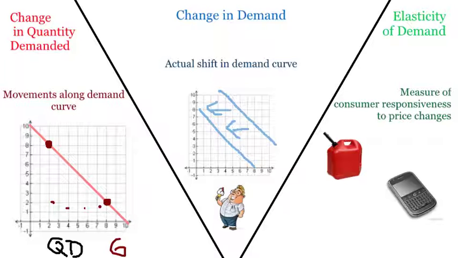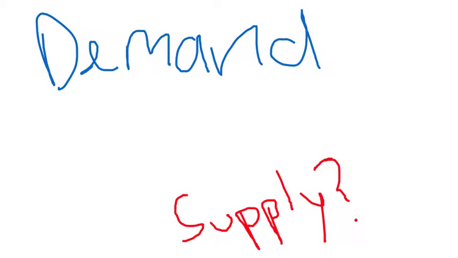Elasticity of demand, I hope I don't have to go over this point too much because I already have an elasticity of demand lesson. So I'll just give you a brief little introduction if you don't know what it is. It's a measure of how responsive consumers are to price changes. And, for example, gasoline is inelastic, and phones are a pretty elastic product. If you're confused, you should check out the elasticity lesson.